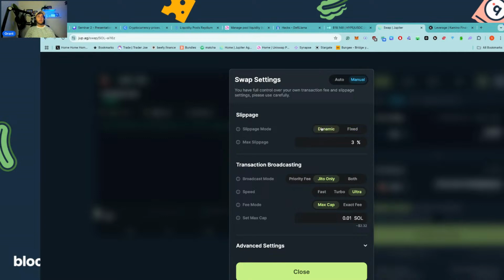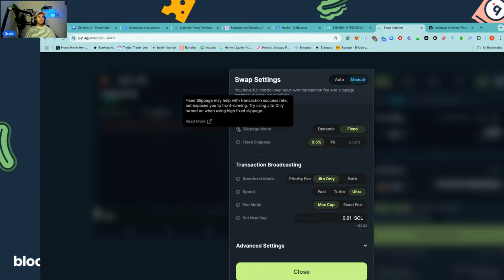So dynamic slippage mode. Dynamic slippage estimates slippage for you through simulation and heuristics, or use fixed to specify the exact slippage. So dynamic is basically saying we're going to simulate this transaction as you put it through, and this is what we recommend. Pretty good. Probably should be using that, to be honest, if you're not going to go into the granular details of every trade. Fixed, on the other hand, fixed slippage may help you with transaction success, but expose you to front running. Try using GTO only turned on when you're using fixed slippage.